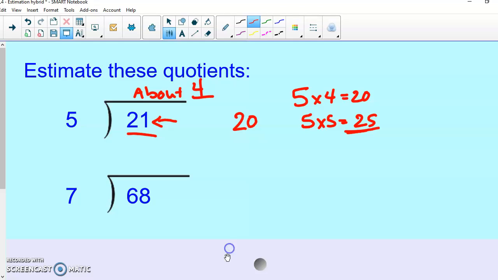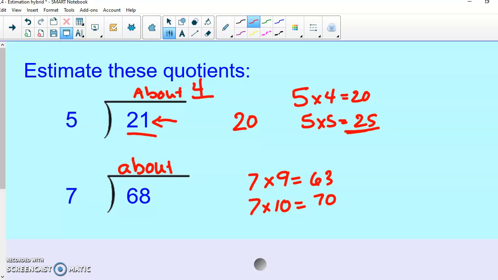Let's look at another one here. Well, 7 goes into 68 how many times? Well, I'm thinking of my 7 facts. And if I count by 7s, I know that 7 times 9 is 63. And I know that 7 times 10 is 70. Well, I feel 70 is pretty close to 68. So I'm going to say that this is about 10.